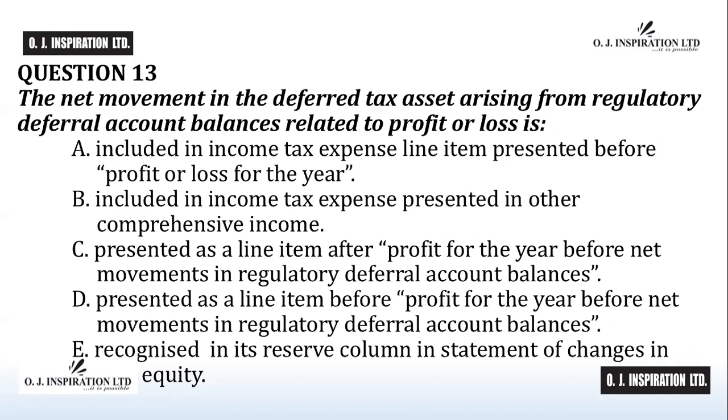The net movement in the deferred tax asset arising from regulatory deferred account balances related to profit or loss is presented as a line item after profit for the year before net movements in regulatory deferred account balances. After that, net movement in regulatory deferred account balances related to profit or loss follows, and then net movement in the deferred tax asset arising from regulatory deferred account balances related to profit or loss. C is the answer to question number 13.